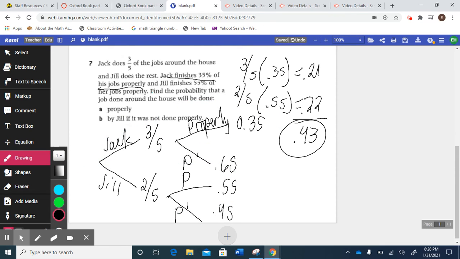If it was done by Jill, what is the probability that it was not done properly? So there's only one scenario. I have to pick Jill and then the not properly pathway. So Jill's is 2 out of 5, and the not properly would be 0.45. Remember that this is the product rule that we're using here. And this one only has one scenario, so it is 0.18 that Jill does not do her chores properly.